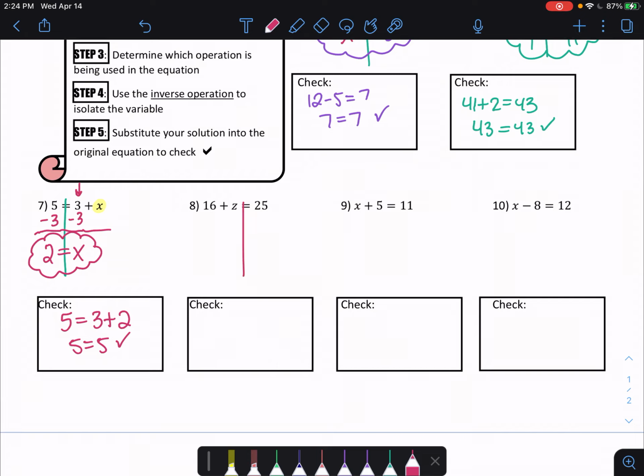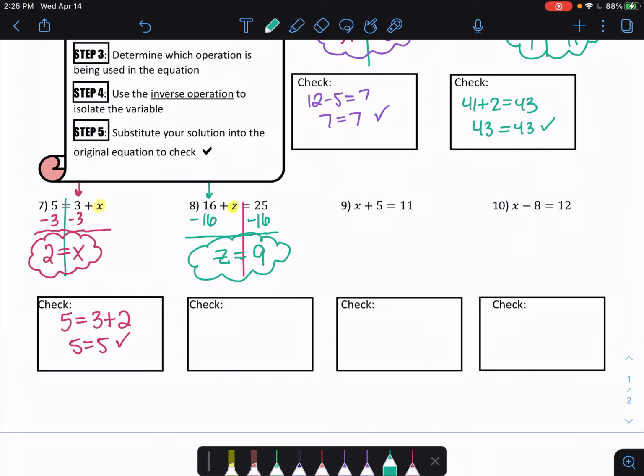In number 8, I am going to draw a line down my equal sign. I am going to highlight my variable. I forgot to renumber these things, so this should be number 4 technically. And then I'm going to say, well, 16 plus z, I'm looking at this number right here. This number is positive, so I'm going to undo that positive with a negative. So I'm going to subtract. The inverse operation of a positive is going to be minus. So I'm left with z equals, and then 25 minus 16 is 9.